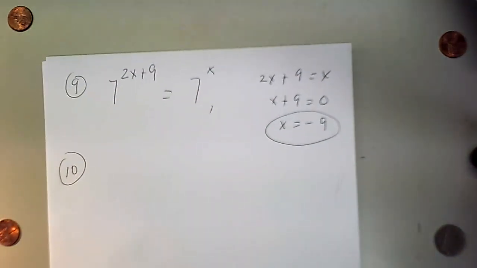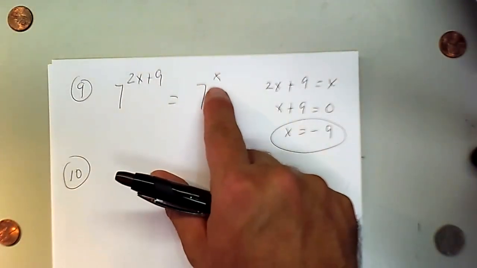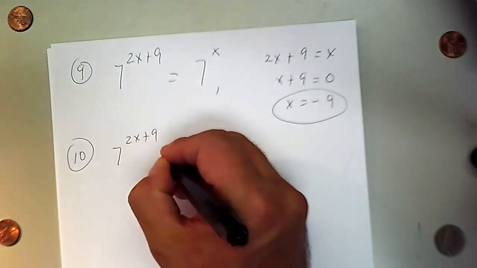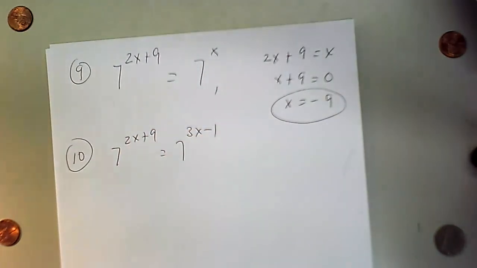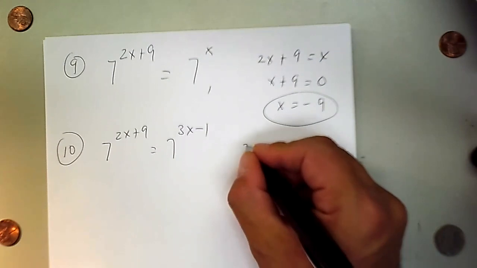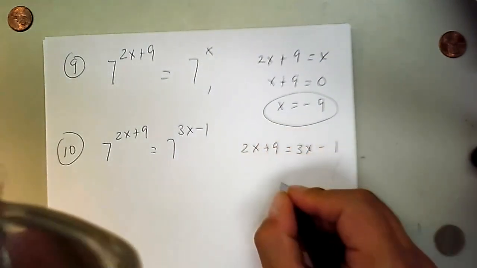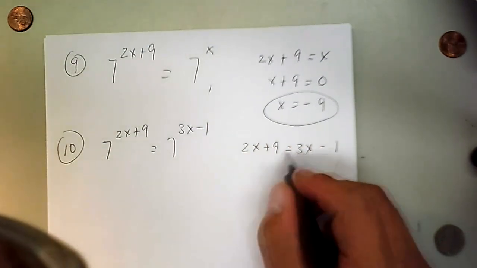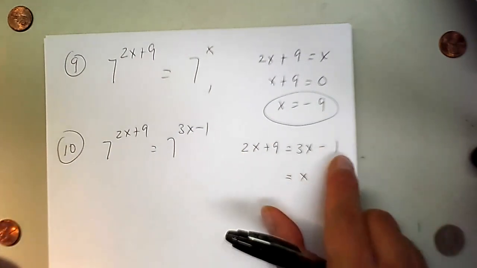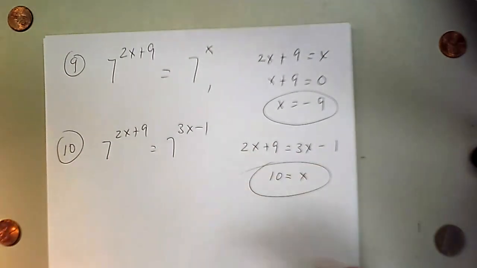Okay, 10. Now let's complicate this even more. You're probably going to think, oh, he's going to do a 3x minus 1. Yes, you're right. I'm going to do that. 2x plus 9 equals 7 to the 3x minus 1. So the initial conclusion is that 2x plus 9 equals 3x minus 1. This is almost too easy. So I'm going to move the 2x over by subtraction, so we end up with x, and then add the 1, so 10. There we have it. X has to be 10.